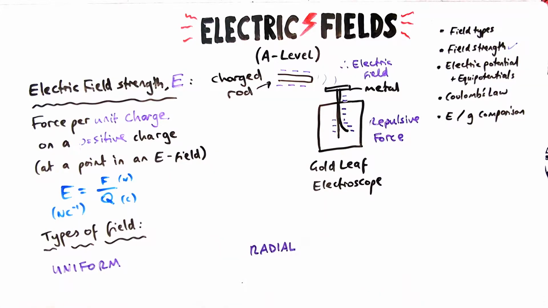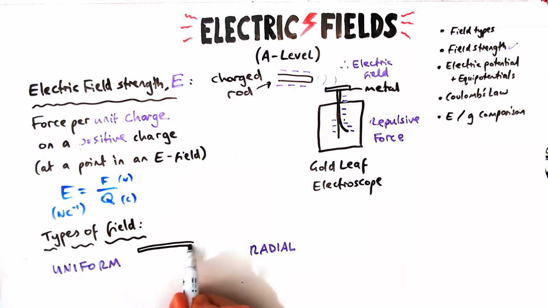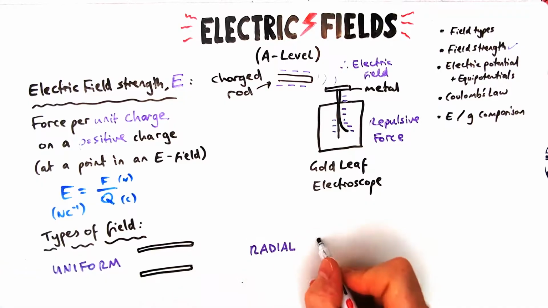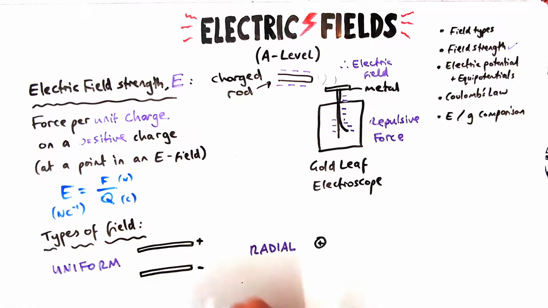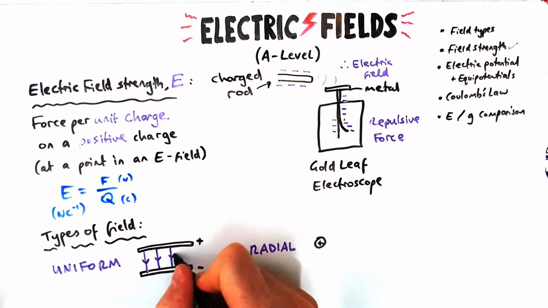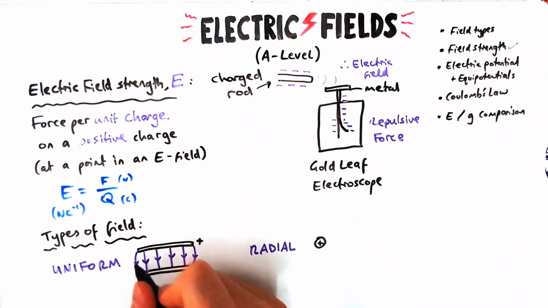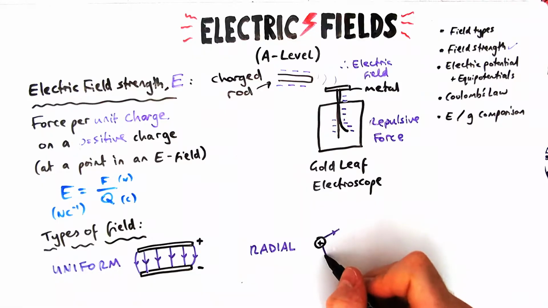So we can come across uniform fields and radial fields. Now, unlike gravitational fields, uniform fields do exist in electric fields. They're not like an assumption because of the geometry of the Earth. So in a uniform field, we've got two plates parallel to each other, and the field has these kind of uniformly spaced lines between them.